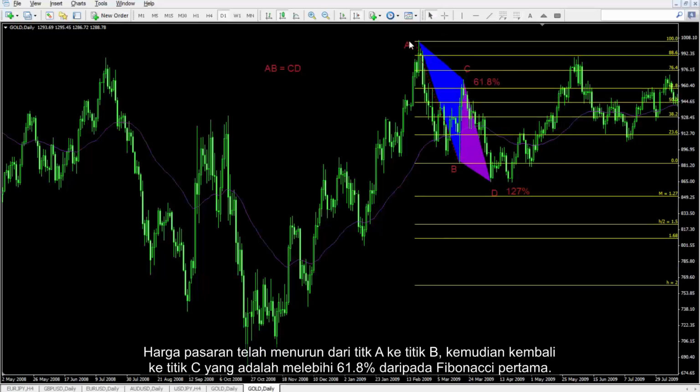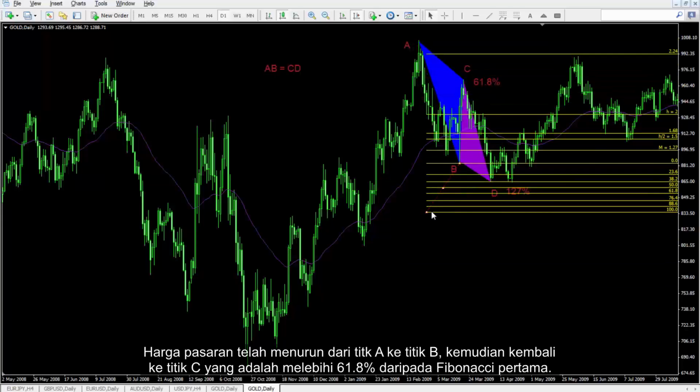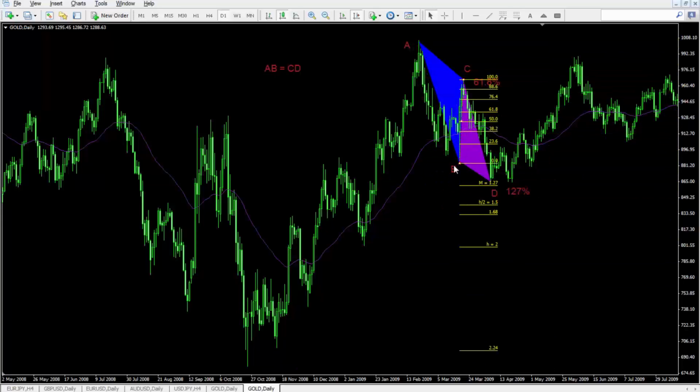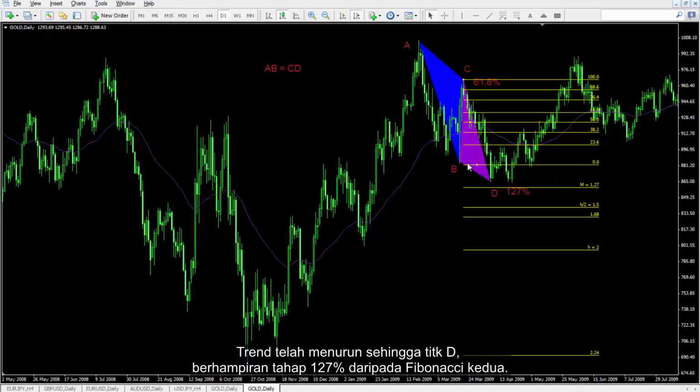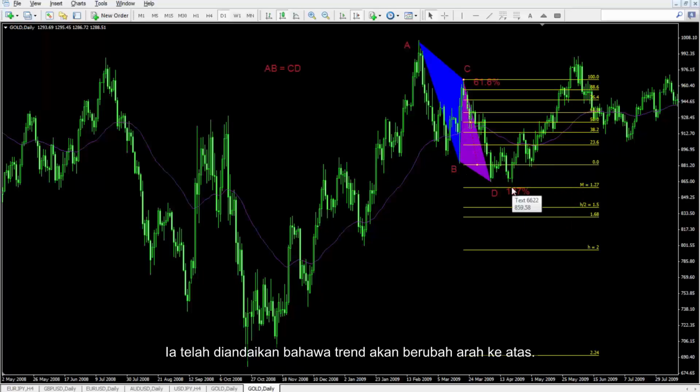Market price has declined from point A to point B, then it returned to point C, which is over 61.8% of the first Fibonacci. The trend has decreased until point D, near the 127% level of the second Fibonacci. It was assumed that the trend would change its direction towards the top.